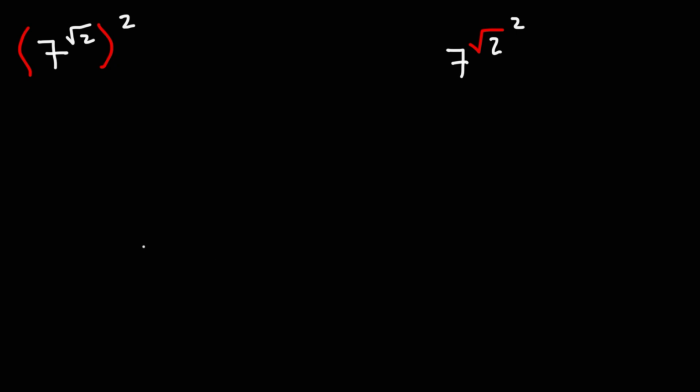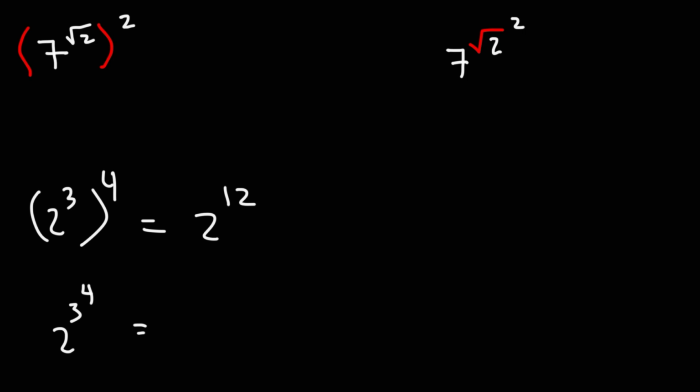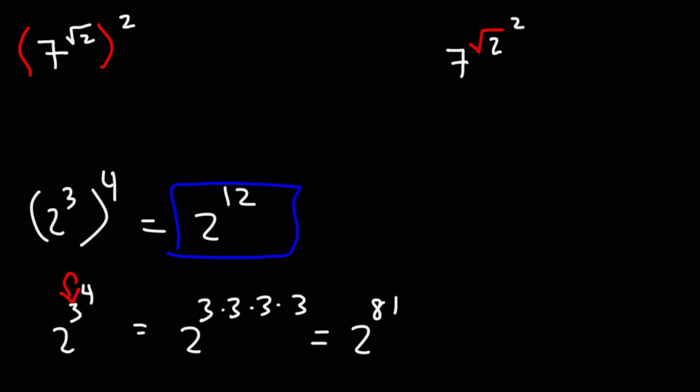Now before we do this, what is the answer for this one? What's 2 to the 3rd raised to the 4th power versus 2 to the 3rd to the 4th, written like that? In this case, we need to multiply 3 and 4. 3 times 4 is 12, so we get 2 to the 12th. Now for this one, the 4 only applies to the 3. So we're raising 3 to the 4th power. So we're multiplying 3 four times. 3 times 3 is 9, times 3 is 27, times 3 is 81. So this is 2 to the 81. Notice that the results are significantly different.